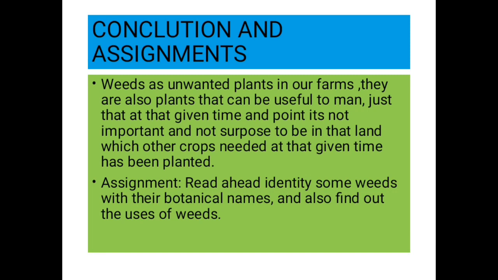There are also plants that can be useful to man, just that at that given time and at that point it is not important and not supposed to be in that land, because the other crops needed at that given time have been planted. So whatever else is growing in that land, they are weeds. In fact, let it be a mango tree, it's a weed. You can remove it and throw it away, because at that point the mango plant is not needed. It can be called a what? A weed. So simply state that weeds are unwanted plants growing in a place where they are not supposed to.